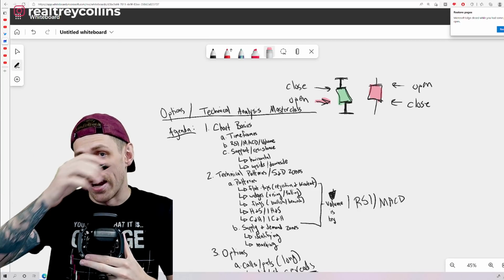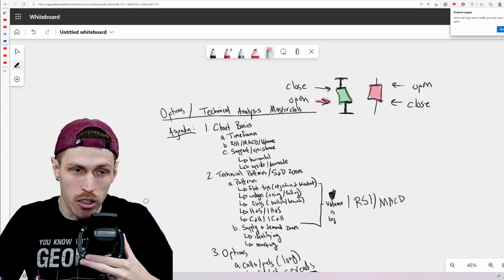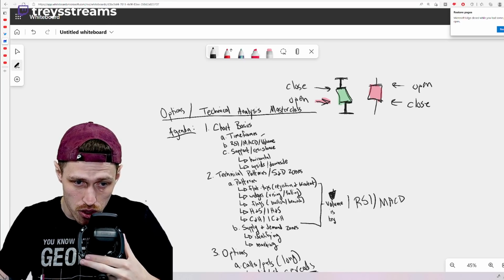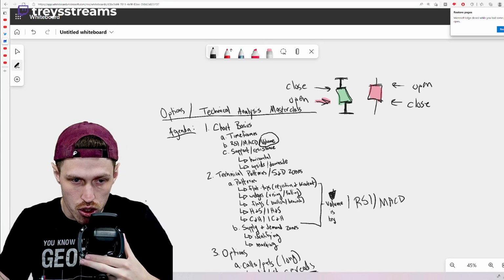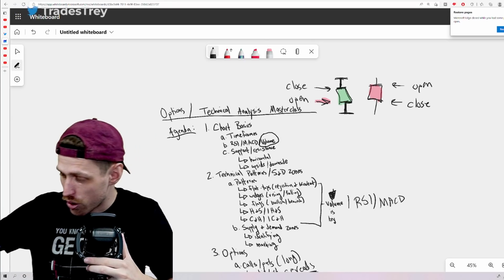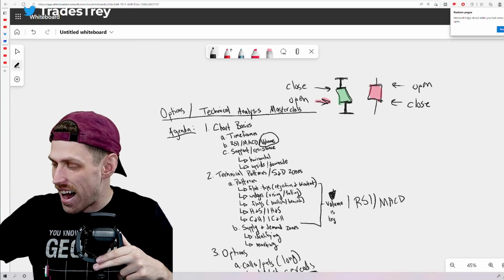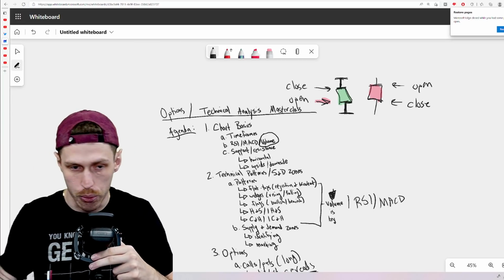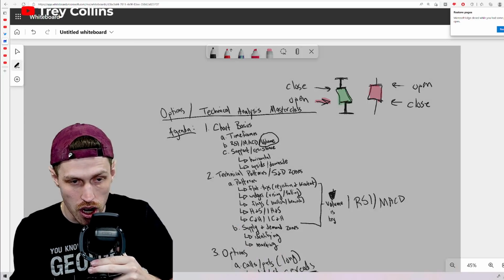And to me, out of all three of those, I find volume to be the most important. Ultimately, it's up to you. You have to decide what you believe is the most important tool to utilize. But I use volume by far the most out of all three of these things. So we're going to start off here with the RSI.